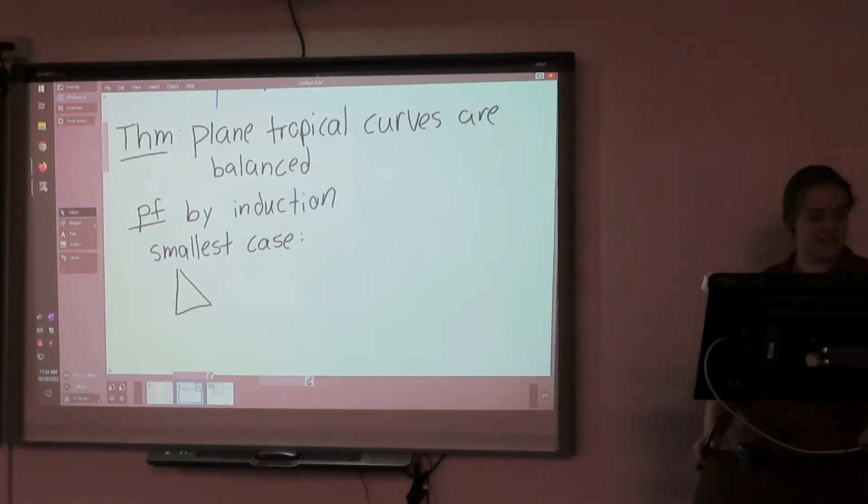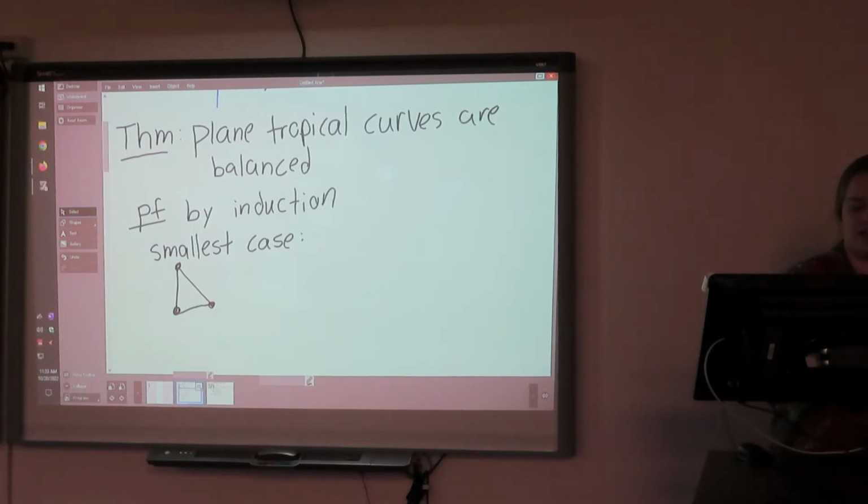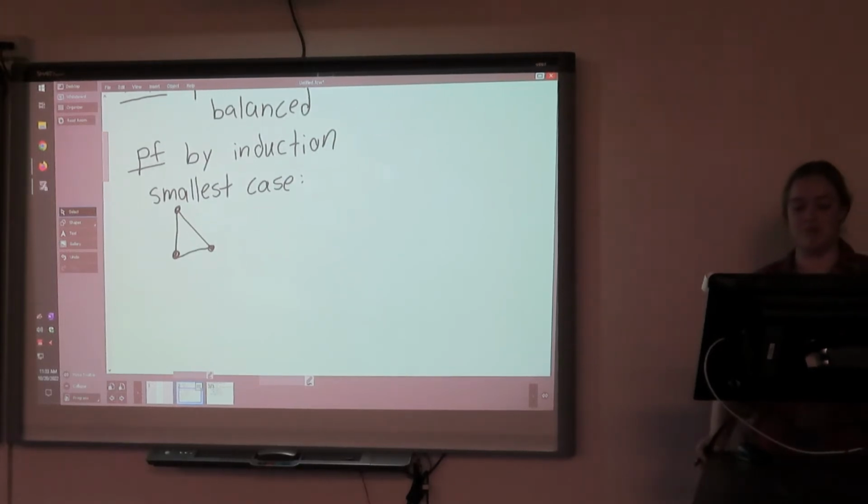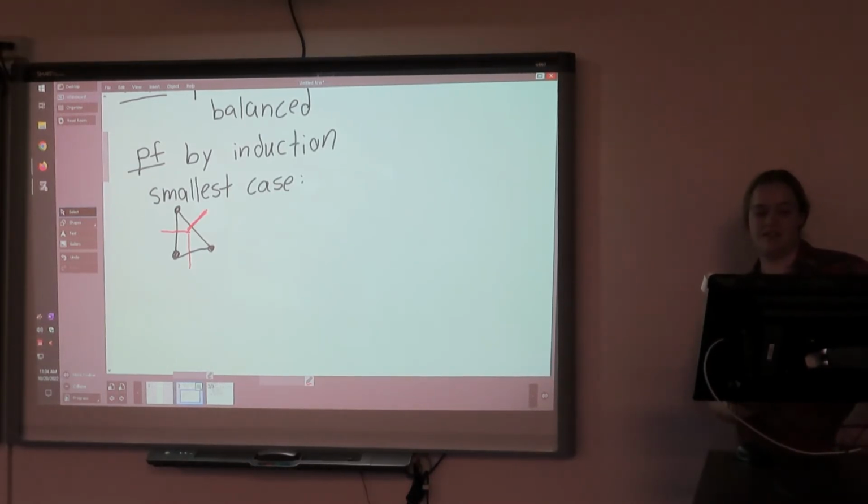So anything that has a Newton polygon that is a triangle that looks like this is going to be a tropical line. And we can figure out if all lines are balanced. So our first tropical line was the one that just goes through like this. This triangle has area 1/2. So that's our smallest case.